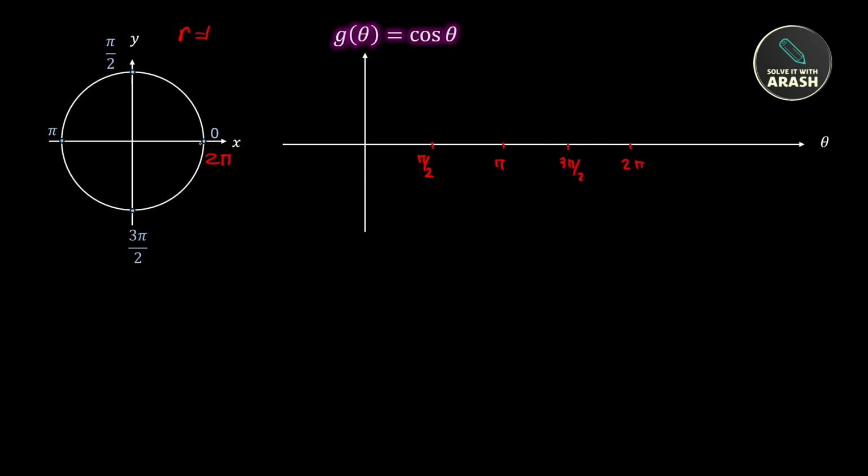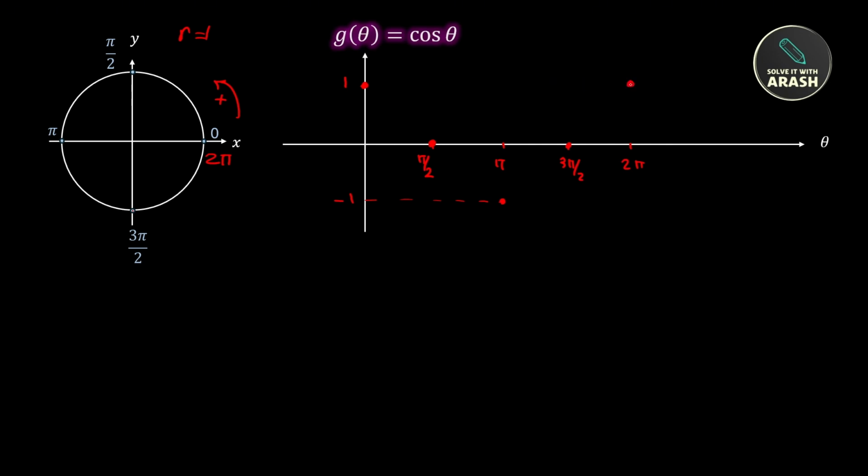At 0, x equals 1, therefore cosine equals 1. So it starts with 1, and then moving in the positive direction at pi over 2, cosine is 0. So that's the second point. At pi, x is -1, then cosine is -1. That means down here we get the third point. At 3 pi over 2, cosine is 0 because x is 0, so it goes to 0. And finally at 2 pi, cosine is back to 1.